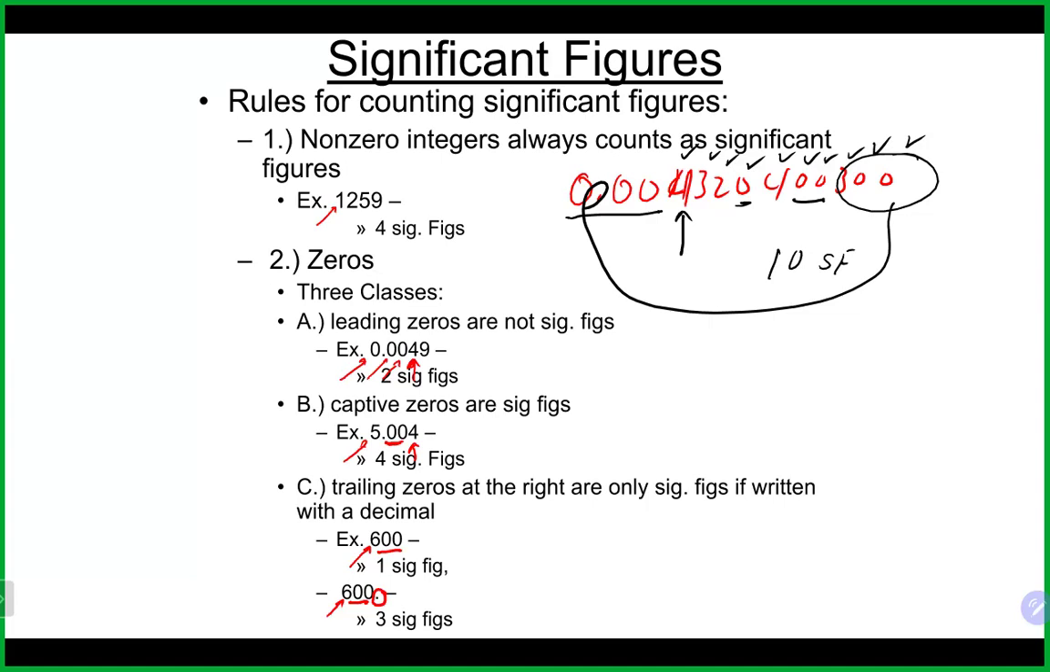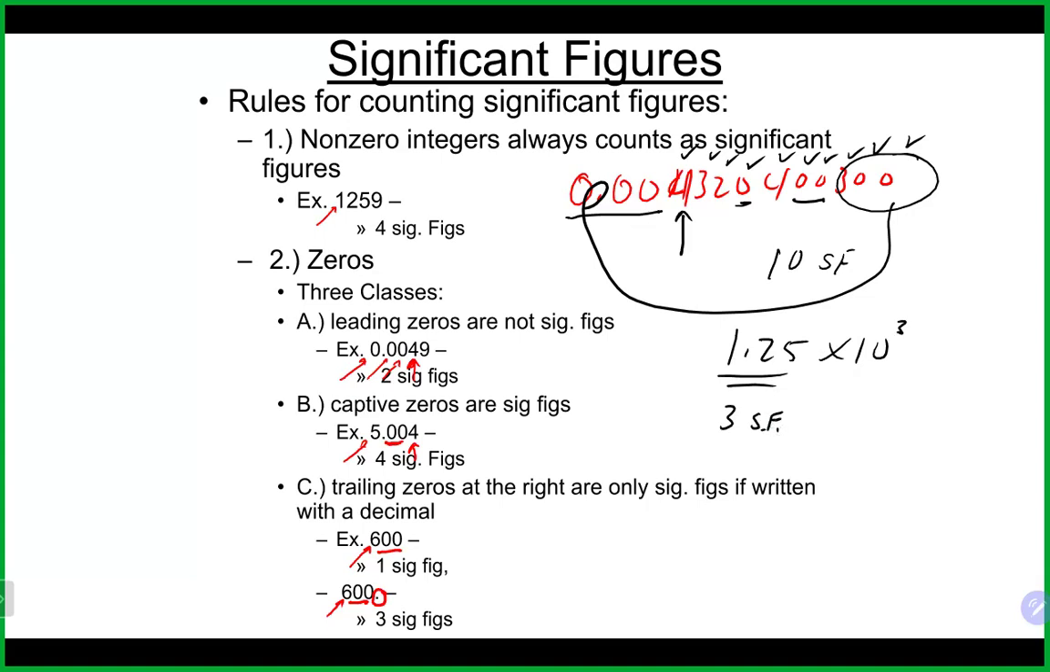Remember that we also talked about scientific notation. When you write a number in scientific notation, all the numbers that come before the times 10 part are significant. So again, this would be 3 significant figures.